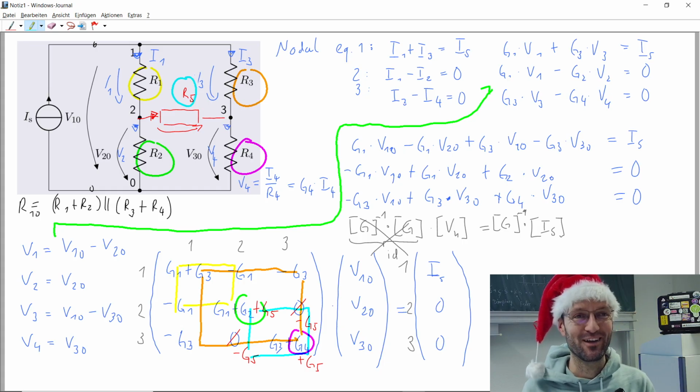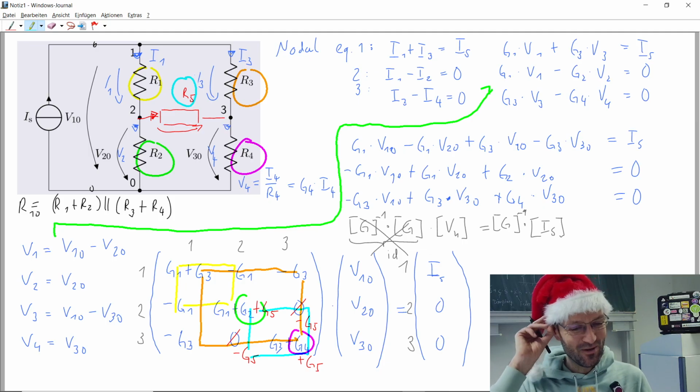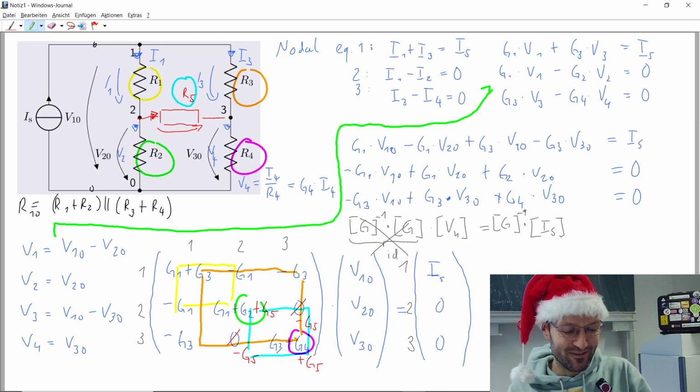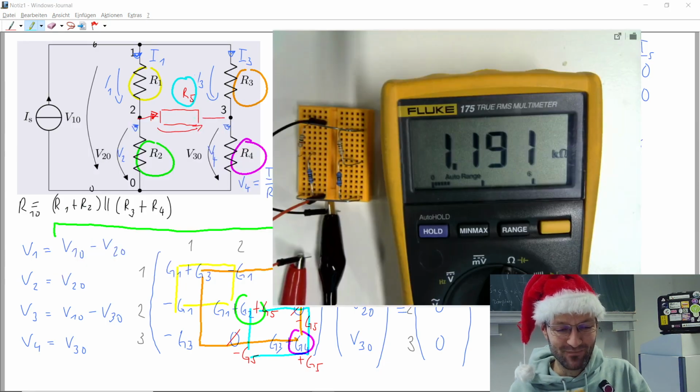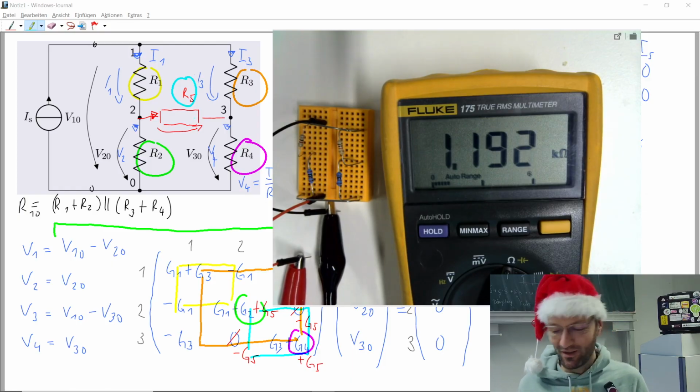Who's for equivalent resistance will get larger? Okay, 1 or 2 persons, 3 persons. Who is for equivalent resistance should get smaller? Most people don't really cast the vote, I see. Okay, so the easiest way is we can try it out. We have all the measurement equipment here.